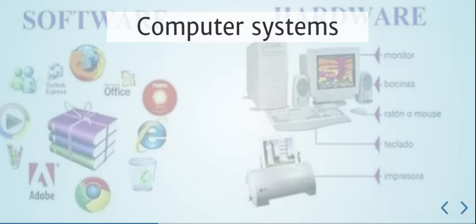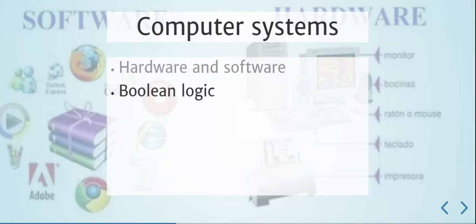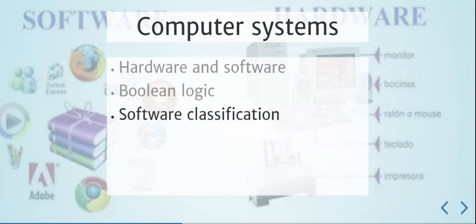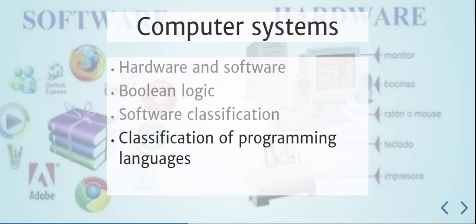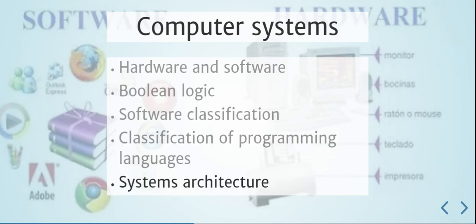Next, we'll be looking at computer systems and what makes a computer system. So we're looking at the hardware and the software. We'll be looking at a bit on Boolean logic and how and, or, not gates are used to manipulate data and make things happen. We'll be classifying software, which is basically operating system software and application software. We'll be classifying programming languages from high-level and low-level languages, and interpreted and compiled languages. And we'll be looking a bit at the systems architecture, which is how basically the CPU, the central processing unit, gets data, processes the data, and sends it out again. It's the fetch execute cycle, as it's called.